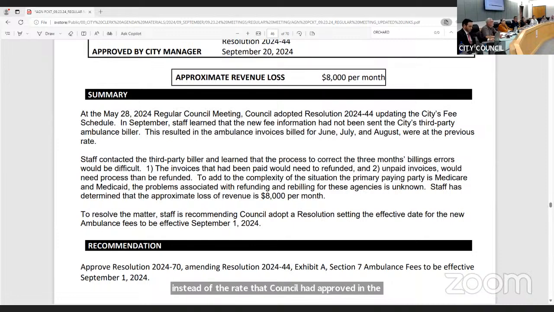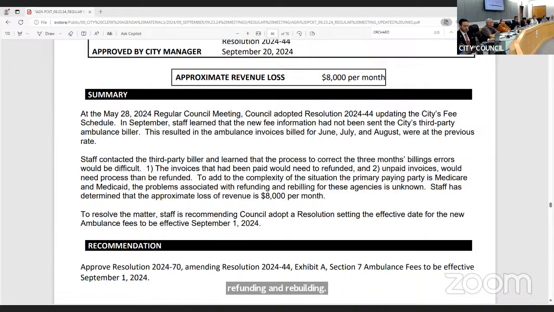So to keep from a big complex problem of refunding everyone who has paid, waiting for the folks that haven't paid yet to pay so that they could be refunded, and then rebilling everyone, which does come at a cost. We do currently pay $5,000 to do monthly billing, so we would have to pay that extra billing. We don't know what the third-party biller would charge us to do the refunding. And then there is the added complexity of how do we deal with Medicare and Medicaid with refunding and rebilling.